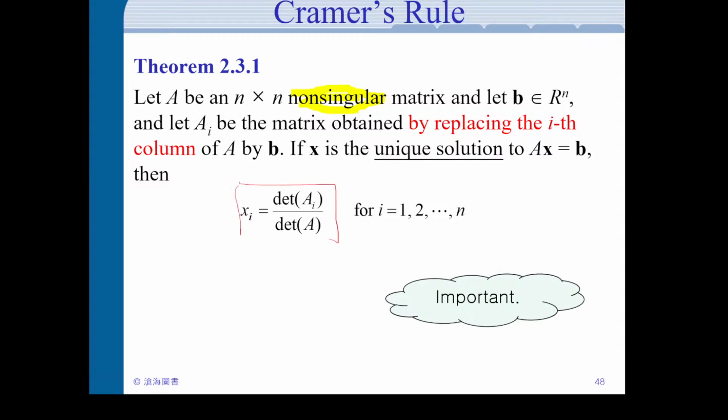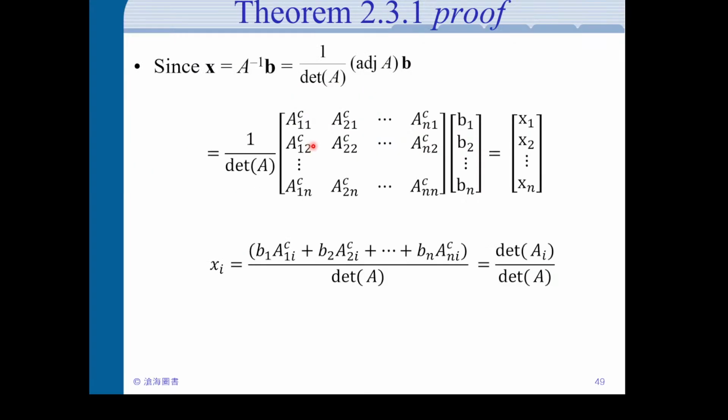Okay. So you can calculate each element of X as delta of Ai divided by determinant of A, where Ai is this weird matrix. Ai is the matrix obtained by replacing the ith column of A by B. Okay. So you have B here, and we replace the ith column of A by B, and have that Ai. And you calculate the determinant of Ai divided by the determinant of A, and that will be the ith element of your X. Okay, and here we can have a bit of a proof.